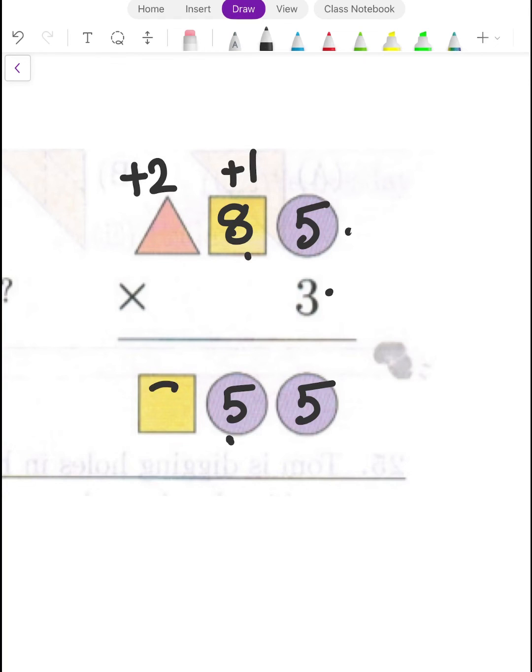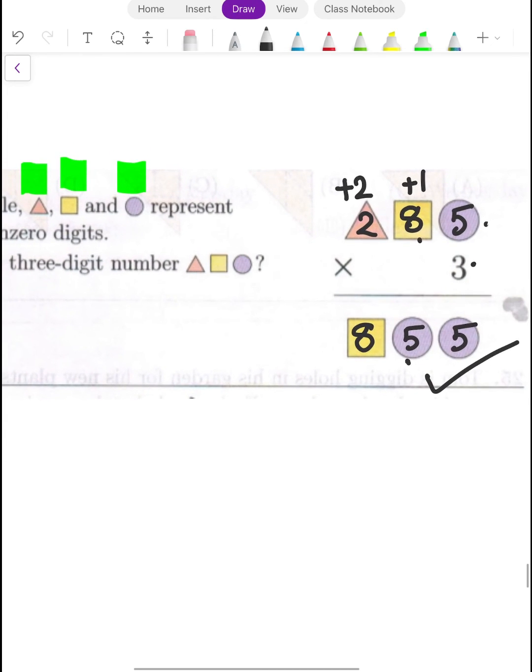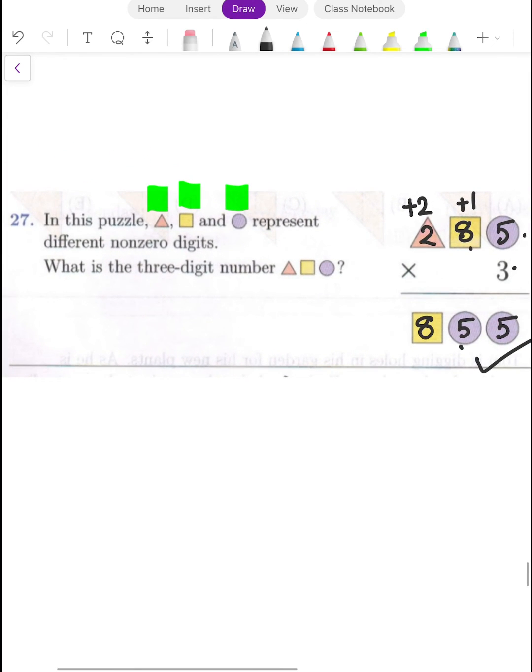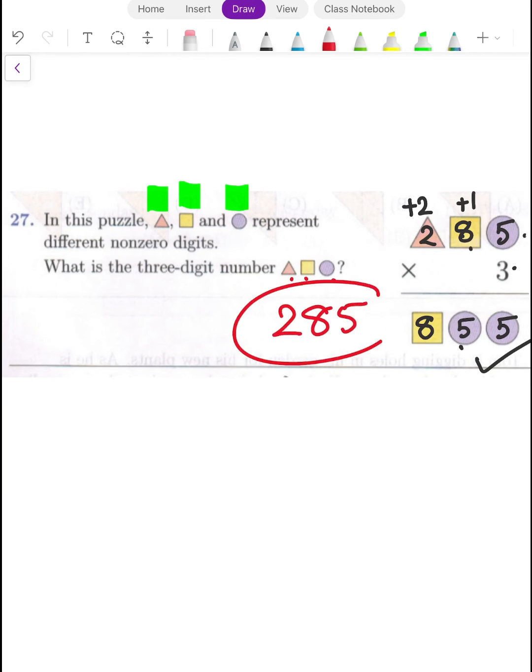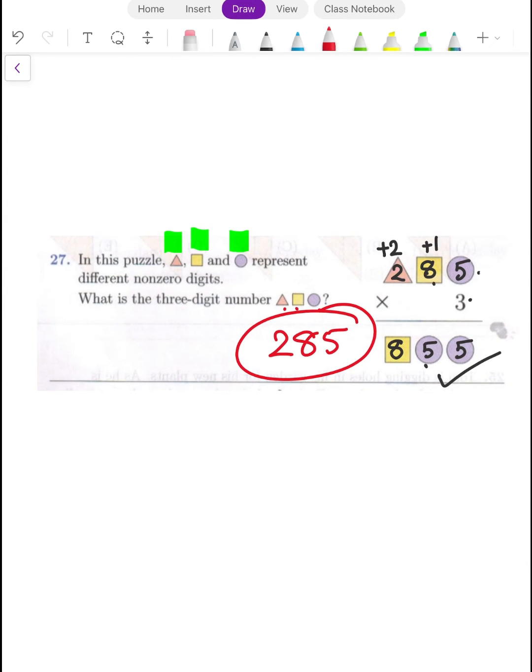Now again, we found our square is 8, so the answer here has to be 8. Now it's easy peasy. What digit should appear here? So that 3 times something plus 2 is 8. Of course, that does not require a lot of calculation. It should be 2. 3 times 2 is 6 plus 2 is 8, and that gives our answer. So the question asked, what is the 3-digit number? Triangle, square, and circle. That is 2, 8, 5. That's the answer.